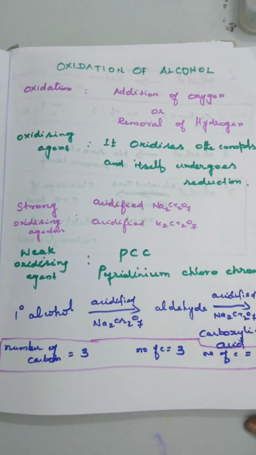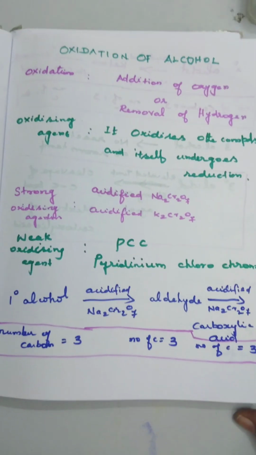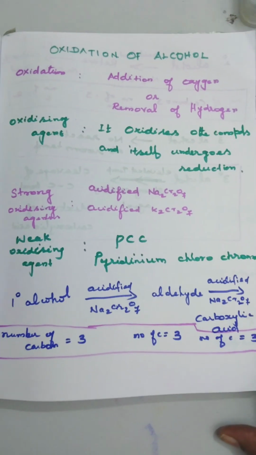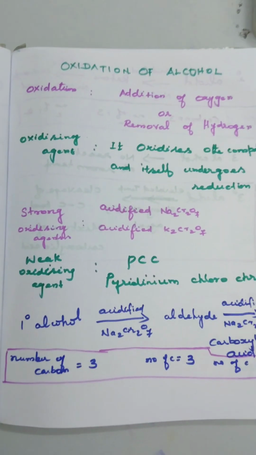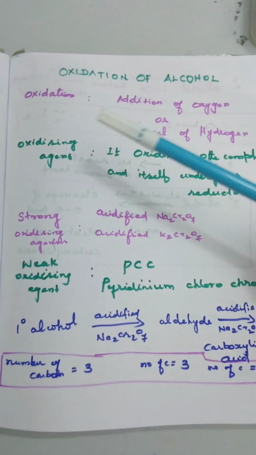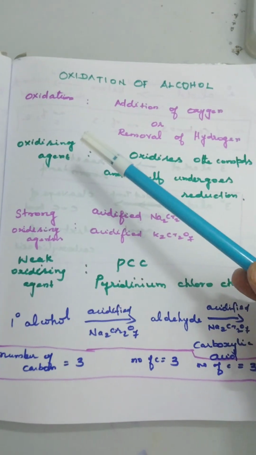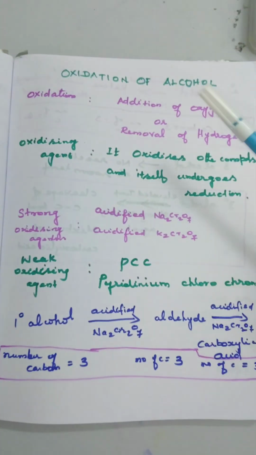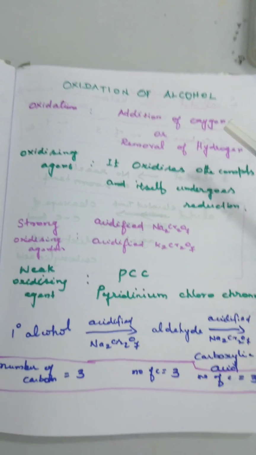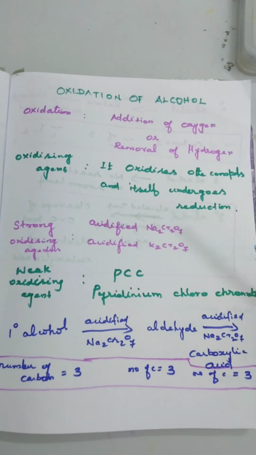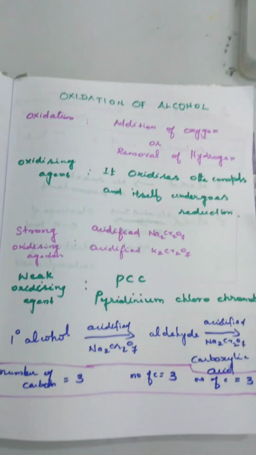Today's topic is oxidation of glycol. Let us see how oxidation takes place in glycol step by step. First, you should have the idea about oxidation. What is oxidation? It is either addition of oxygen or removal of hydrogen. That is, this is oxidation.